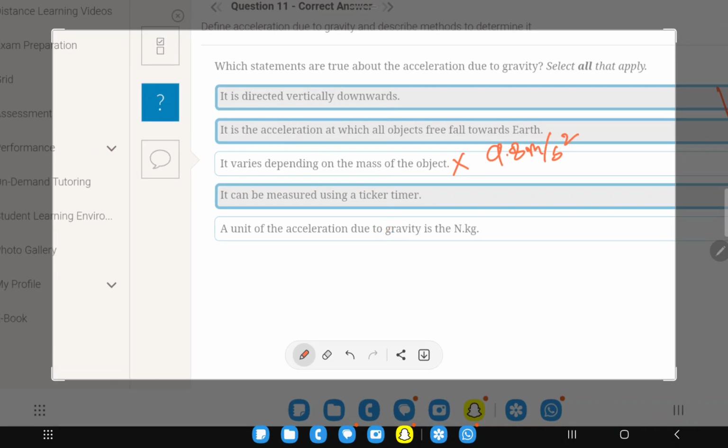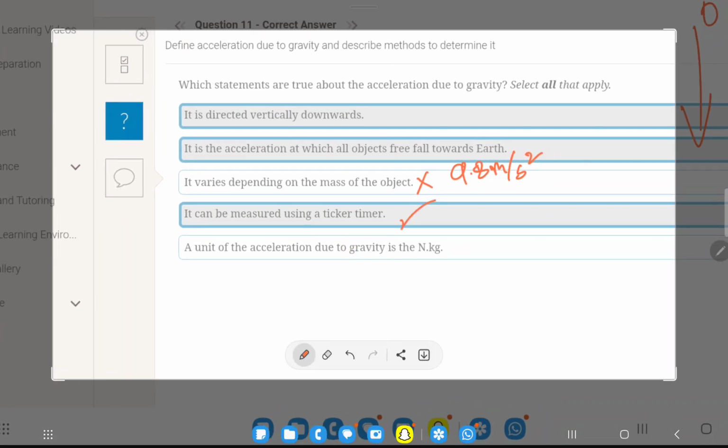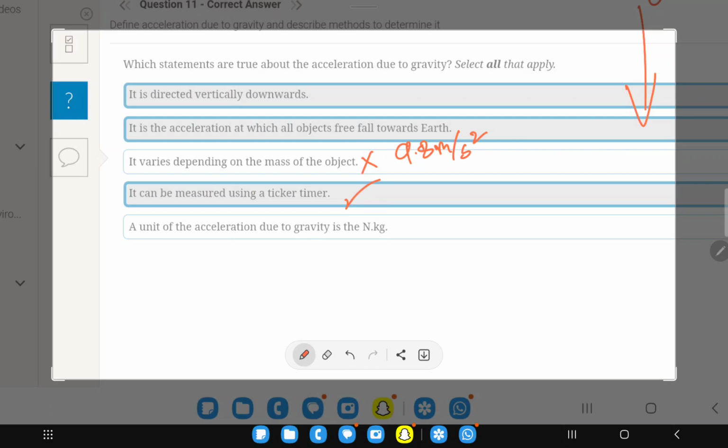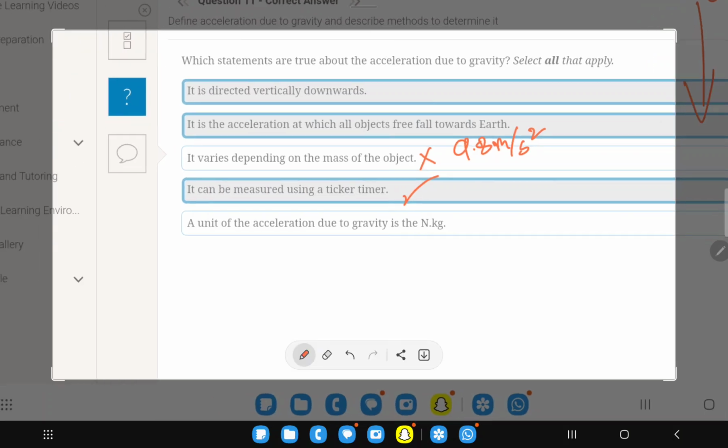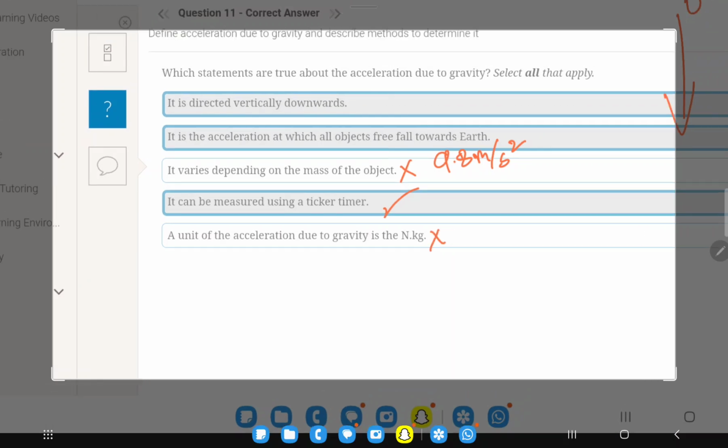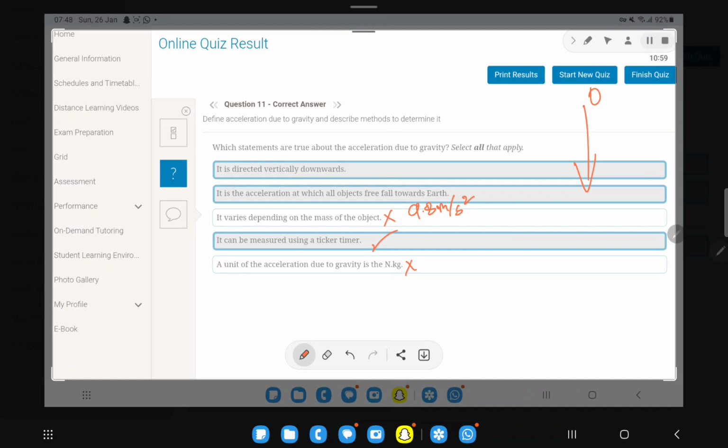It can be measured using a ticker timer, yes, as we saw in the previous question. The unit of acceleration due to gravity is newton times kilogram. No, it's not. It's W equals mg, so g is W over m. So the unit of it is newtons per kilogram.